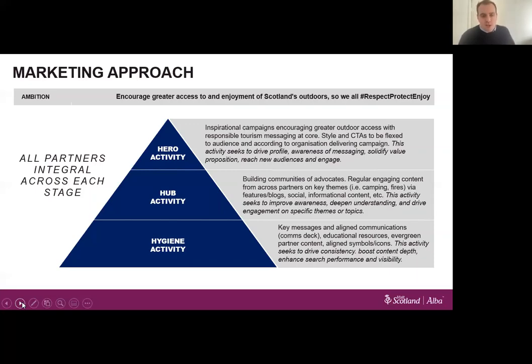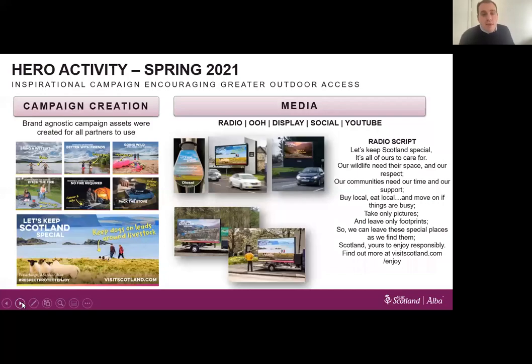It was a partnership approach, all partners working together collaboratively to try and build a campaign that portrayed the respect, protect, and enjoy, and influenced a change in behaviour from the behaviour that we'd seen last summer. So the next few slides are just going to talk through the approach that we took and give you an idea of what happened.